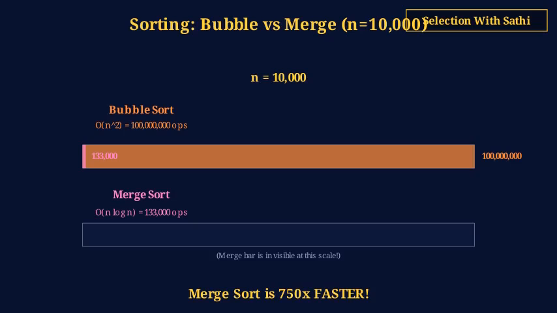In real time, assuming a billion operations per second, bubble sort takes about a tenth of a second, while merge sort finishes in 0.000133 seconds. At this scale, the difference seems small, but increase n to a million and bubble sort takes 1,000 seconds while merge sort takes 20 seconds. This is exactly why we study growth rates.